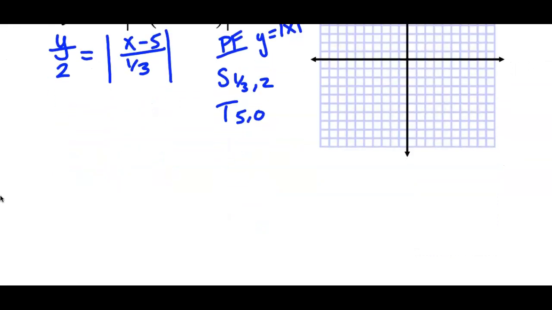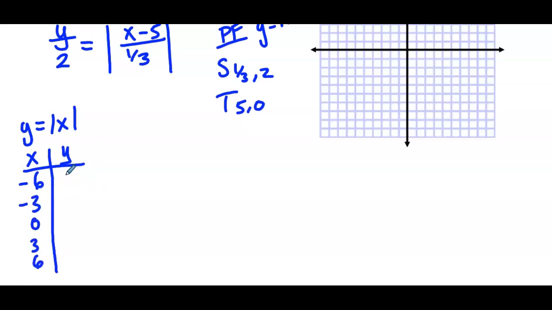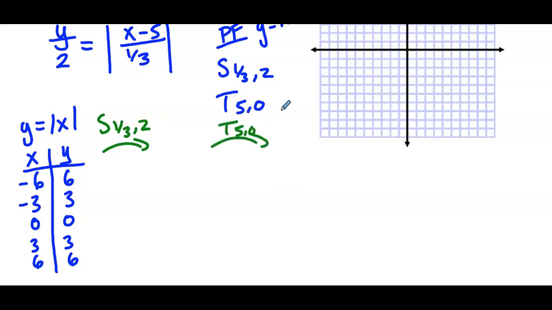So we'll start with the table of values for y equals the absolute value of x. Okay, we need to multiply x by 1/3. So let's set up our table of values so that all the inputs are divisible by 3. So we'll go -6, -3, 0, 3, 6. So the absolute value is 6, 3, 0, 3, 6. So we're going to scale by a factor of 1/3, 2 and translate 5, 0.